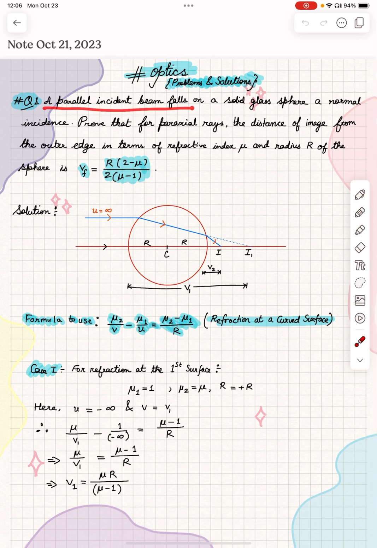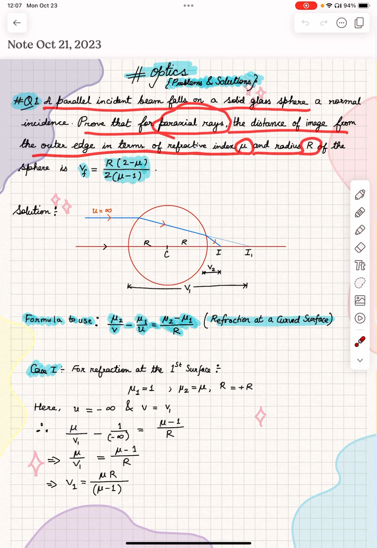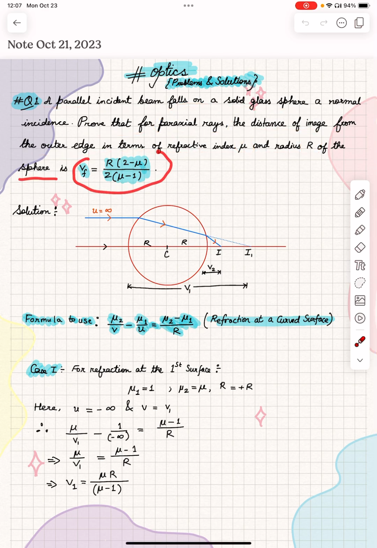A parallel incident beam falls on a solid glass sphere. Prove that for paraxial rays, the distance of the image from the outer edge, in terms of refractive index mu and the radius r of the sphere, is this. So we have to find the location of the final image. So here is a rough diagram I have drawn.